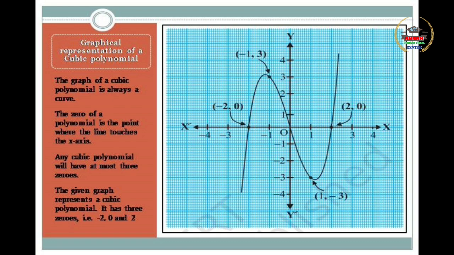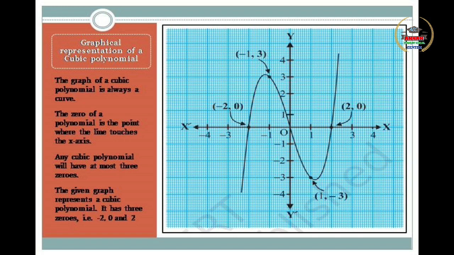In the first graph which we are seeing here, you can clearly see that the graph is touching the x-axis in 3 points. What are the 3 points? It is touching the x-axis at the point -2, then at the point 0, then at the point 2. So the given graph represents a cubic polynomial and it has 3 zeros. What are the 3 zeros? -2, 0 and 2.